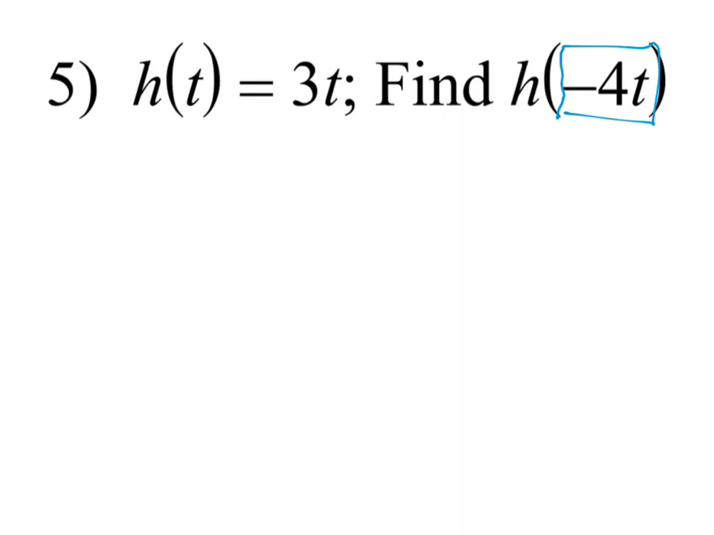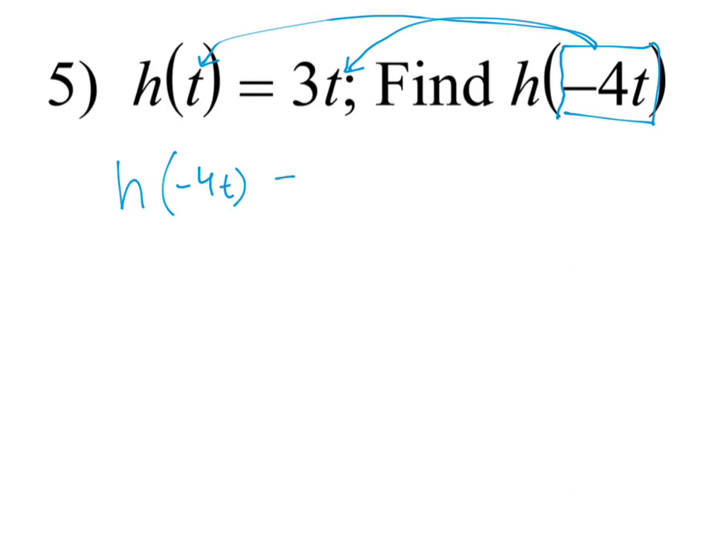And you still do the same thing. So -4t goes where all the t's are, and you're going to plug it in. So I have h of -4t. Looks like that. And on the right side, we have 3, and then you're going to put parentheses where the t was. We're replacing it. That's substitution. When you substitute, you put parentheses.